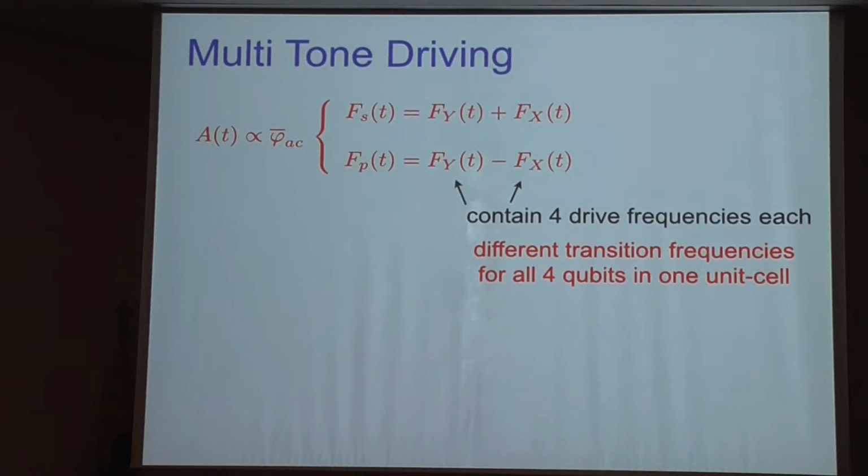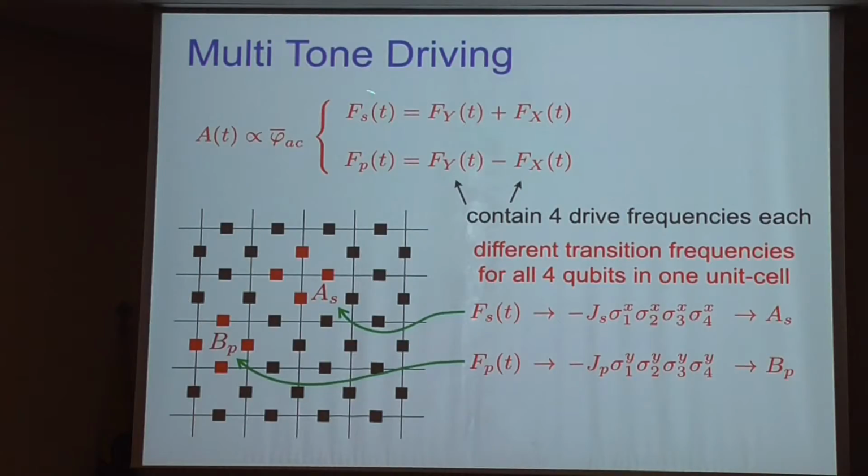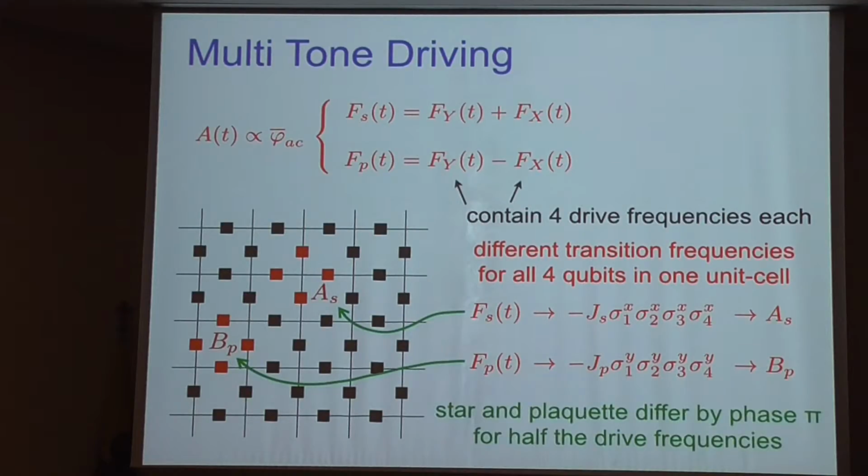Then all the transition frequencies of the qubits are different in this 4-qubit cell. And this drive Fs will trigger a star stabilizer, and the drive Fp will trigger a plaquette stabilizer. So what I imagine is that I drive all these splits with a drive that contains 8 frequencies, and when I drive a plaquette, then 4 of these frequencies have a phase offset of pi as compared to where I drive this star interaction. Yeah? So that's completely encoded in the drives.